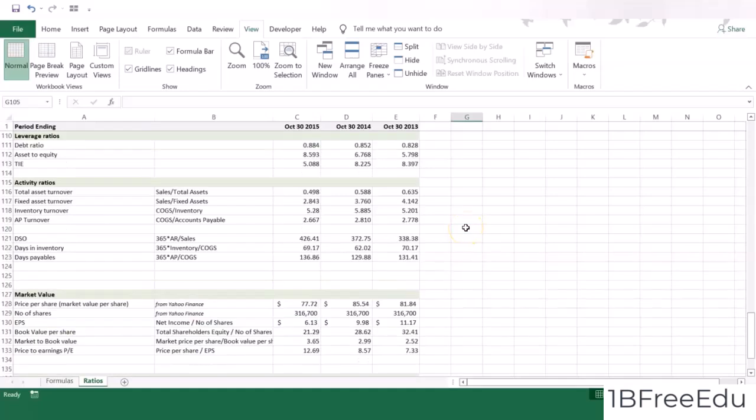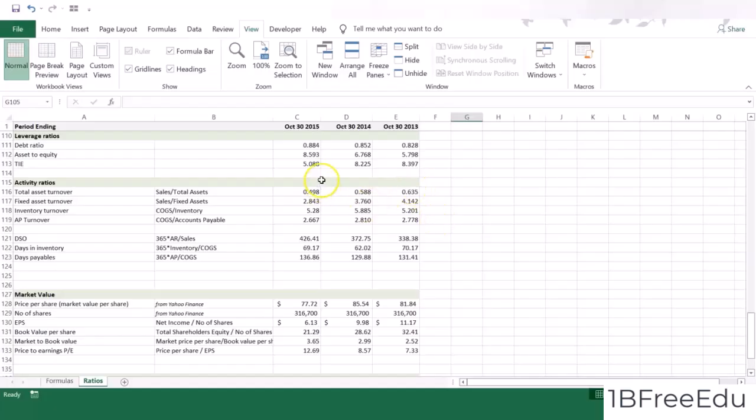Our debt management ratios, or leverage ratios, show that we are dealing with high leverage, and we have 88% in 2015. And our assets are 8 times higher than our equity, and the times interest earned tells us whether we can repay our loan with operating income.